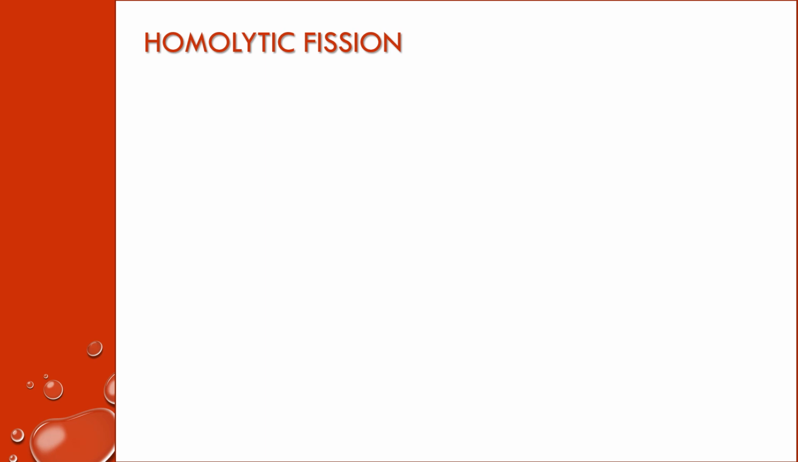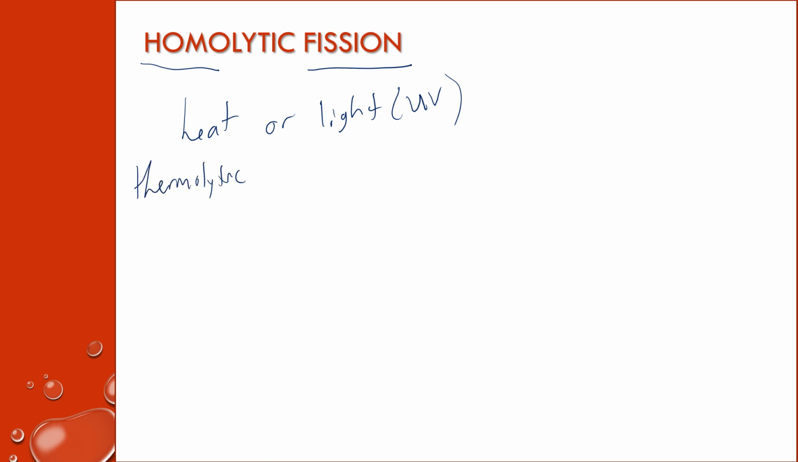Homolytic fission is when you are breaking a covalent bond, but you're breaking it in such a way that both atoms get one of the electrons that's being shared. That's why it's called homolytic, because they're both getting the same number of electrons. This can happen either in heat or light, and typically it will be using UV radiation so that it has enough energy to break that bond. But if it's heat, we say it's a thermolytic process. If it's in light, UV light, we say it's a photolytic process.